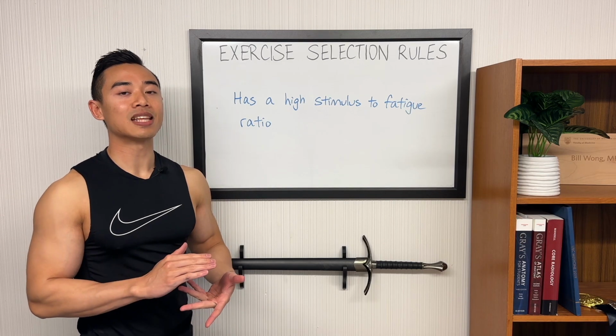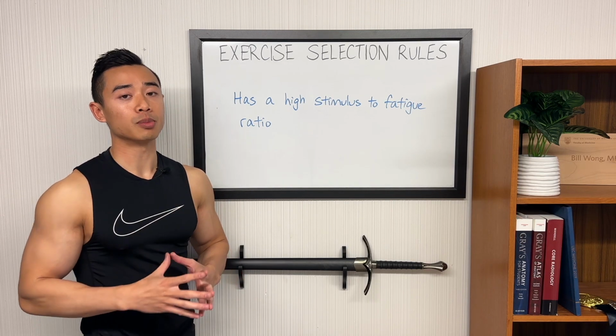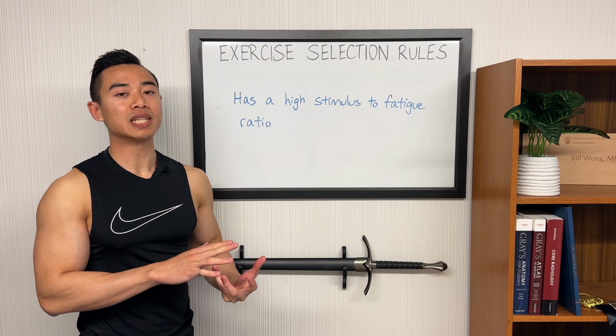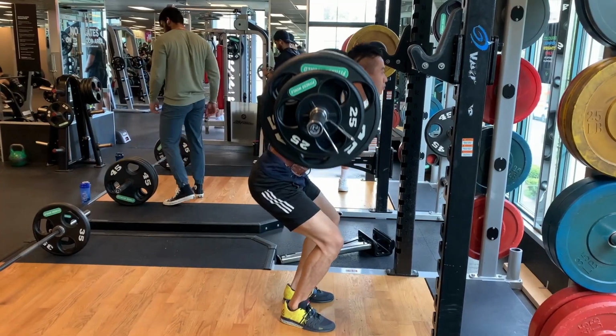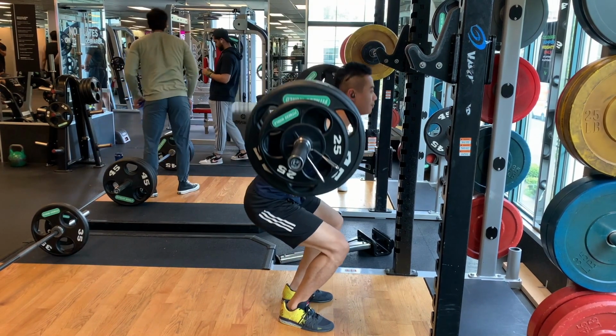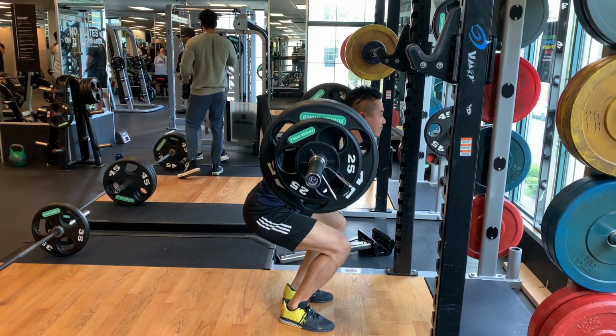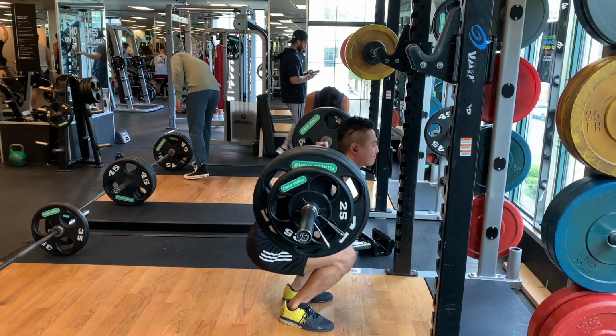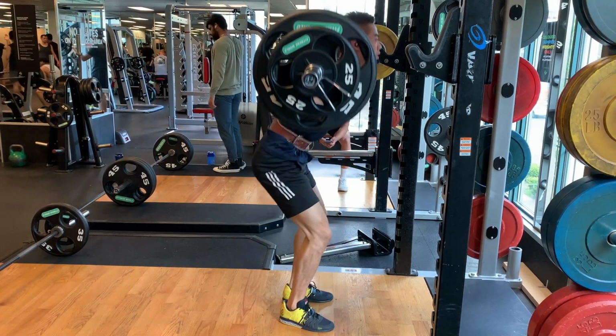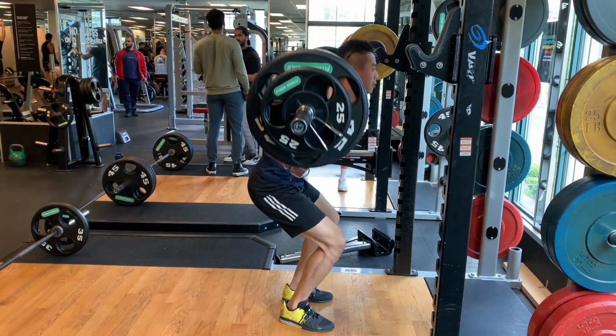In general, exercises that allow you to use a lot of weight will produce more fatigue. Heavy free weight movements also tend to produce more fatigue than more stabilized machine type movements. And exercises that produce a lot of axial loading, which is compressive forces on your spine, like squats, deadlifts, and heavy rows, also tend to produce more fatigue. So in general, you want to be looking for exercises that produce a lot of stimulus per unit fatigue.